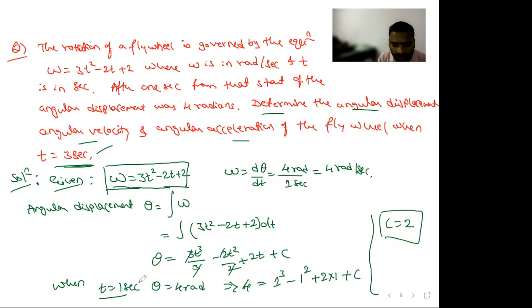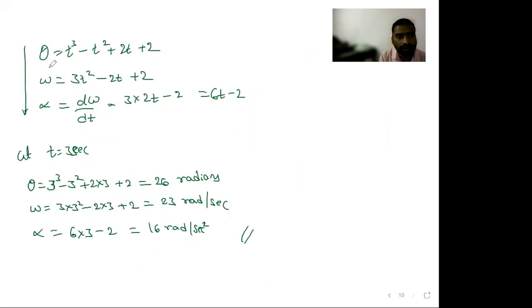In which equation to substitute? These two values in the theta equation. So you will get the theta c value. Then write down theta, omega and alpha in terms of functions. So theta is got, omega is known, and alpha you have to determine. Alpha is equal to d omega by dt. So at 3 seconds is asked.